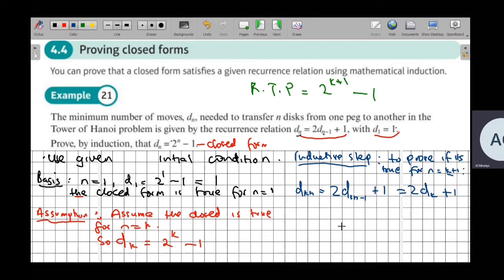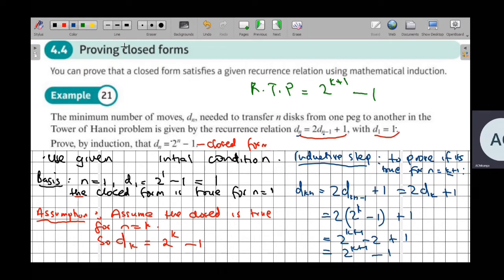Do you get that? But now, we know what dk is from our assumption. What is dk? 2 to the power of k minus 1. So we substitute that for dk. Now we're going to get 2 to the power of k plus 1 minus 2 plus 1, which is equal to 2 to the power of k plus 1 minus 1. Is it what we were expecting? The answer is yes, isn't it?